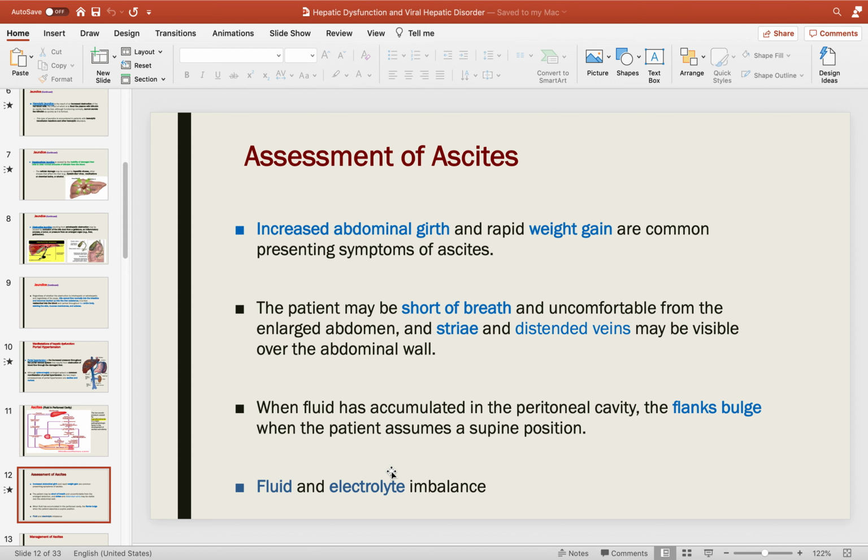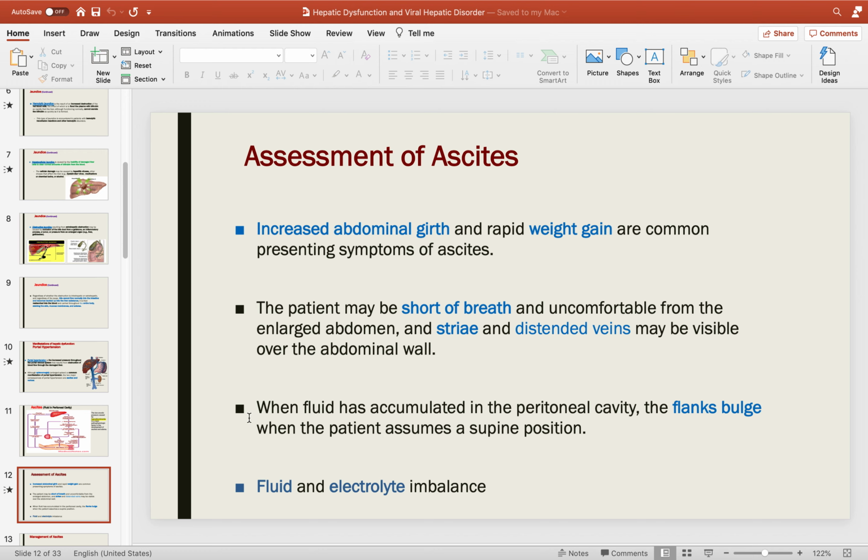Assessment of the patient with ascites: an increased abdominal girth and rapid weight gain are the more common presenting symptoms of ascites. So it is very important for you as nurses to check the abdominal girth and the weight of the patient who develops ascites, to understand the assessment of this patient. The patient may also develop shortness of breath, and distended veins may be visible over the abdominal wall.